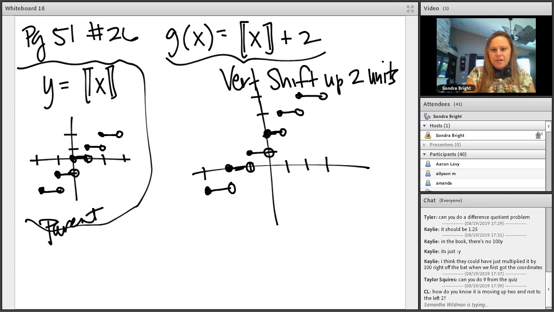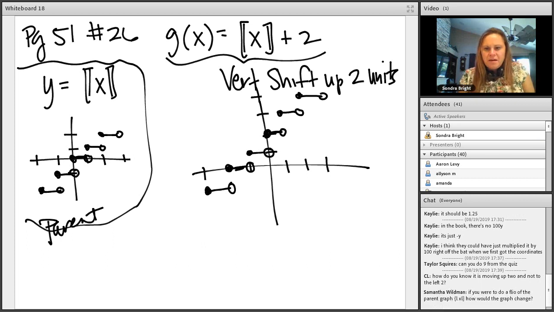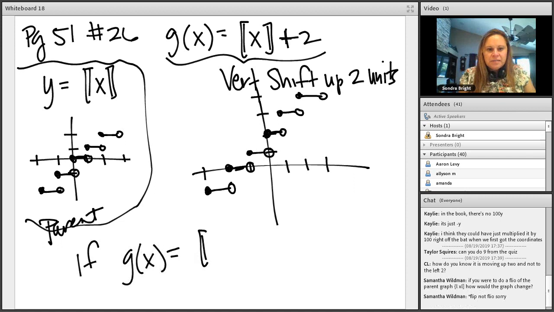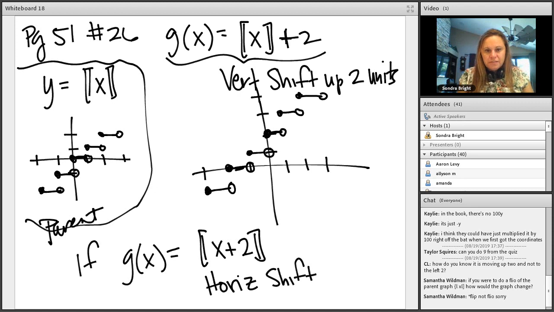Okay, so how do you know it's up 2 and not down 2? It was up 2 because it's outside of the parentheses or grouping symbols. If it had been g of x equals, and you had an x plus 2 inside of the grouping symbols, this is a horizontal shift. Opposite in sign when it's horizontal, when it's inside, so this would be left 2 units.